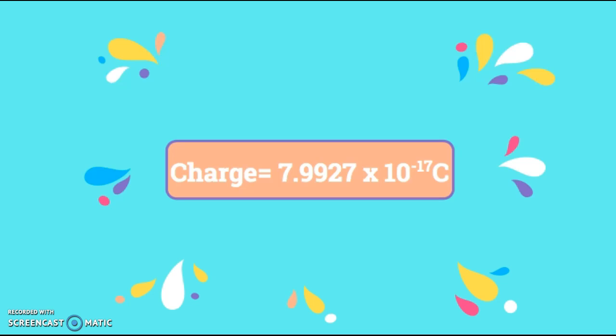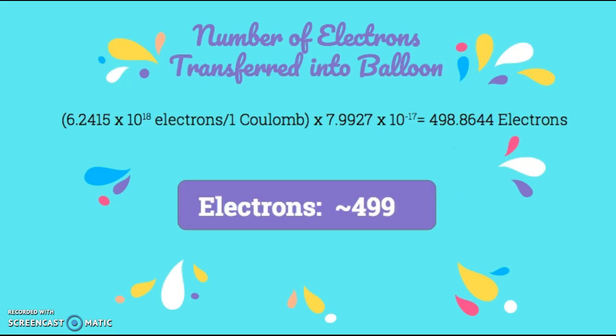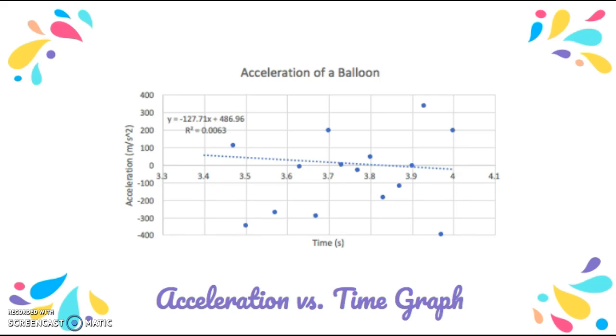The charge was calculated to be 7.99 times 10 to the negative 17th Coulomb for each balloon. The number of electrons transferred into the balloon can be found through simple stoichiometry, shown here, and was found to be about 499. This is the acceleration versus time graph we made with our acceleration values from Tracker.